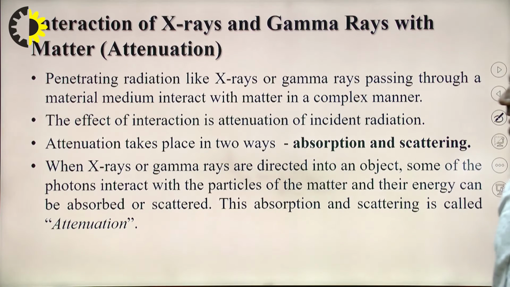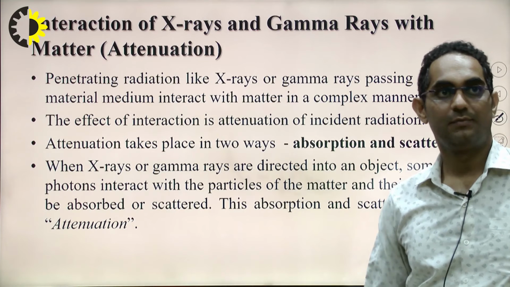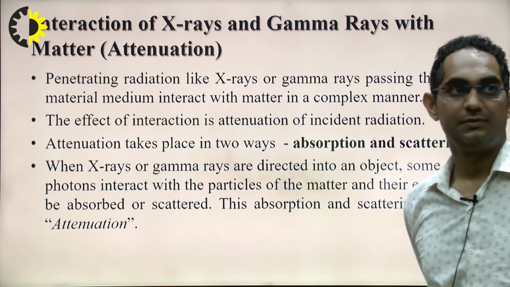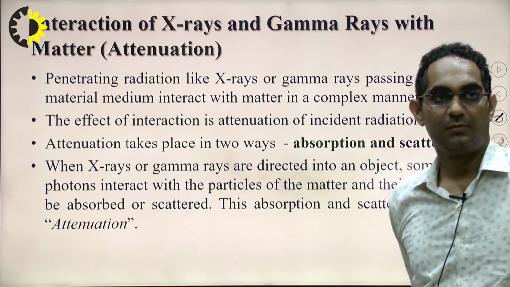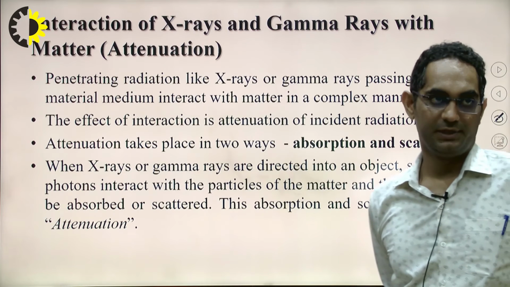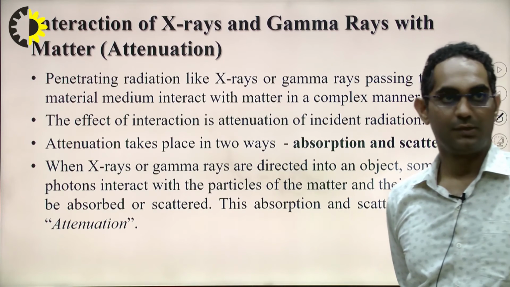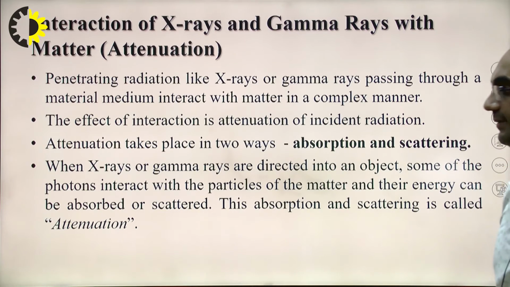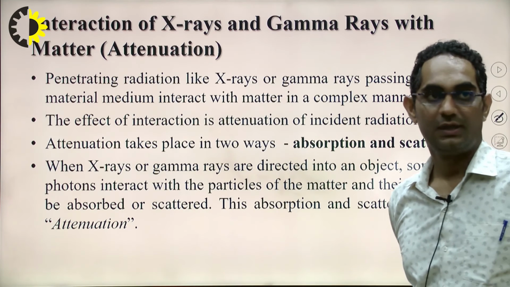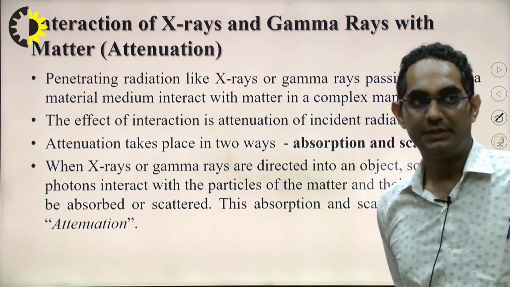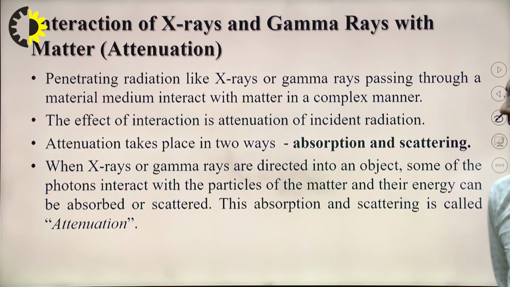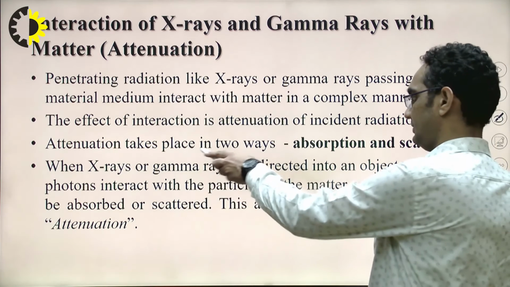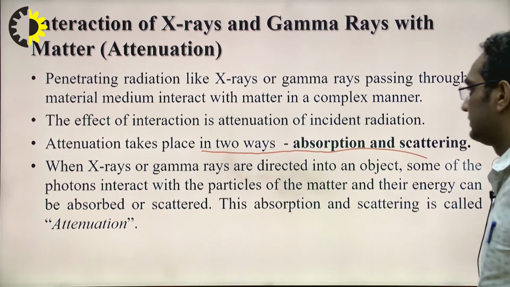And then next is the interaction of X and gamma rays with matter, that is, the attenuation. Penetrating radiation like X-rays or gamma rays passing through a material medium interact with matter in a complex manner, and the effect of the interaction is attenuation of the incident radiation. Attenuation takes place in two ways, that is, absorption and scattering.